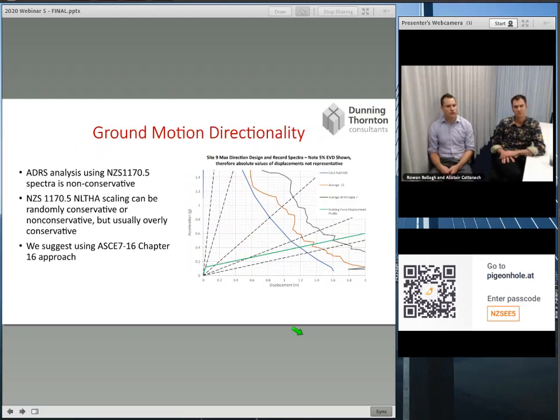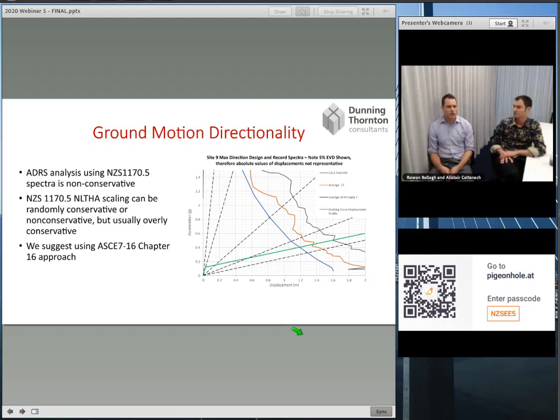So what this means in terms of design is that your ADRS, your hand calc analysis using 1170 spectra, is typically a bit non-conservative. Typically, you'll underestimate your displacements by something in the region of about 15%. You overcome this when you do time history analysis because you can output the two perpendicular directions and take the square root of the sum of the squares of the two. That will give you your ROT 100 parameter.